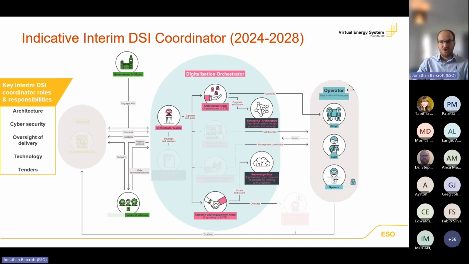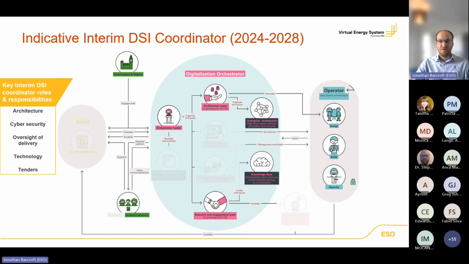The interim data sharing infrastructure coordinator would be responsible for the architecture, security requirements, delivery oversight and technology selection, as well as tender processes for delivering the data sharing infrastructure minimum viable product. And we believe we're well placed to deliver this role as interim DSI coordinator, aligned to our delivery of the minimum viable product for the data sharing infrastructure.